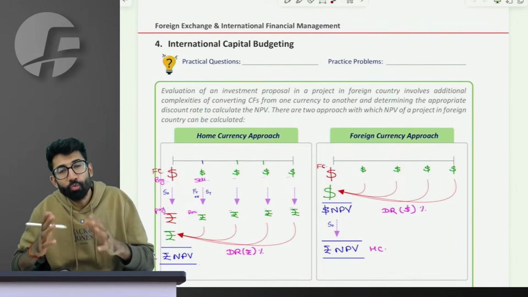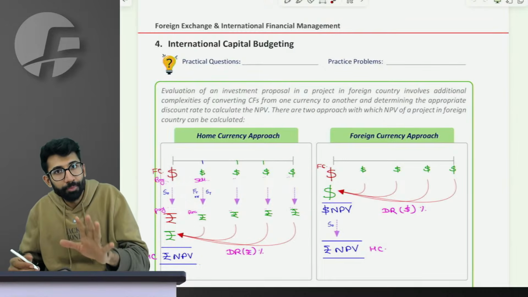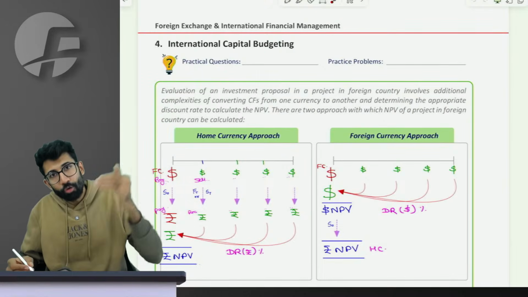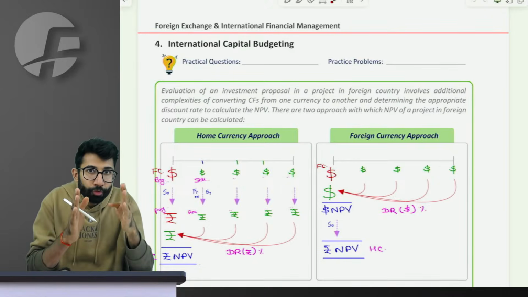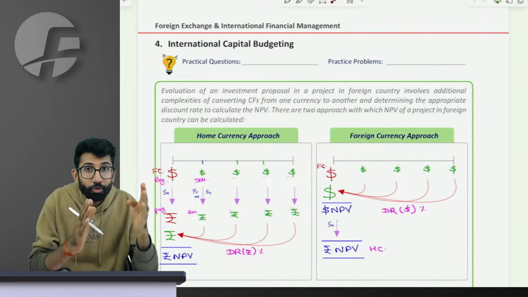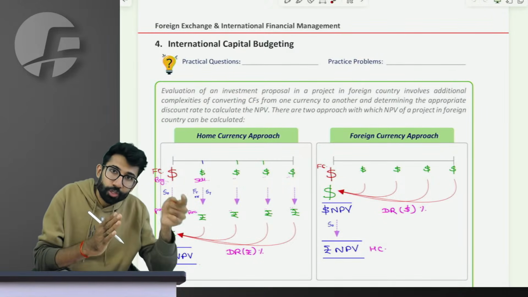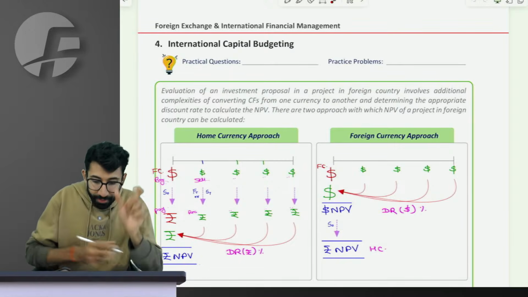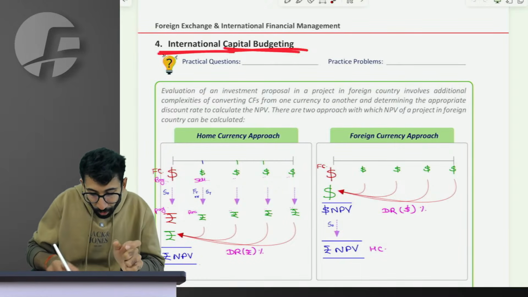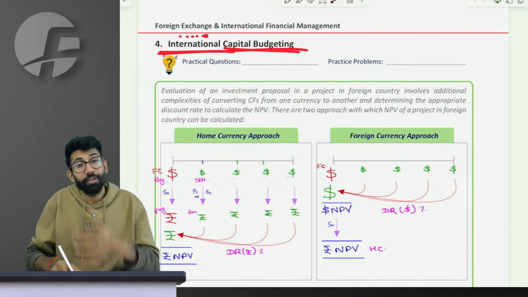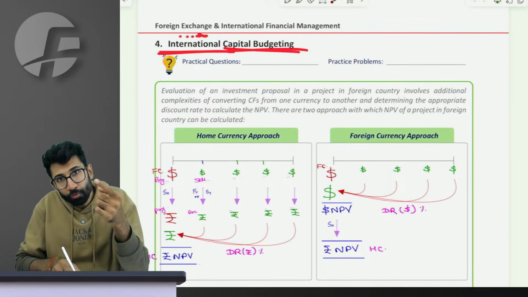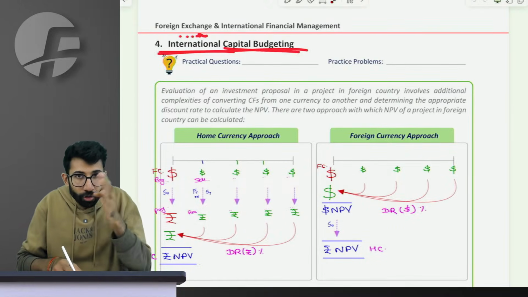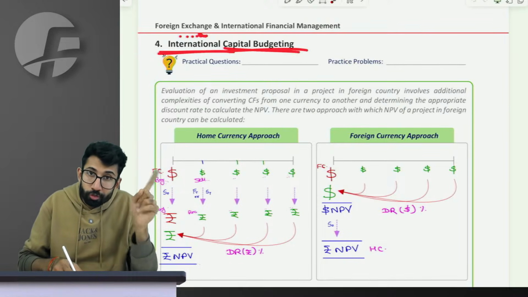If I tell you what is capital budgeting, it's a simple thing. I am a company. I have an outflow to be made. And if I make this outflow today, if I invest this amount today somewhere, I will have future inflows. This is capital budgeting. We call it international capital budgeting when I am an Indian, I want to invest in the US, so my initial outflow will be in dollars. The amount of inflows I will have will also be in dollars.